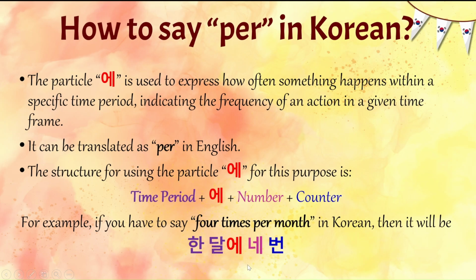Then comes the number. The number is 4. 4 is 네. And then comes the counter, the counter that is used to count the number of times something happens. For that, the counter that we use is 번. So here something is happening four times, so we say 네 번. So, four times per month, 한 달에 네 번.